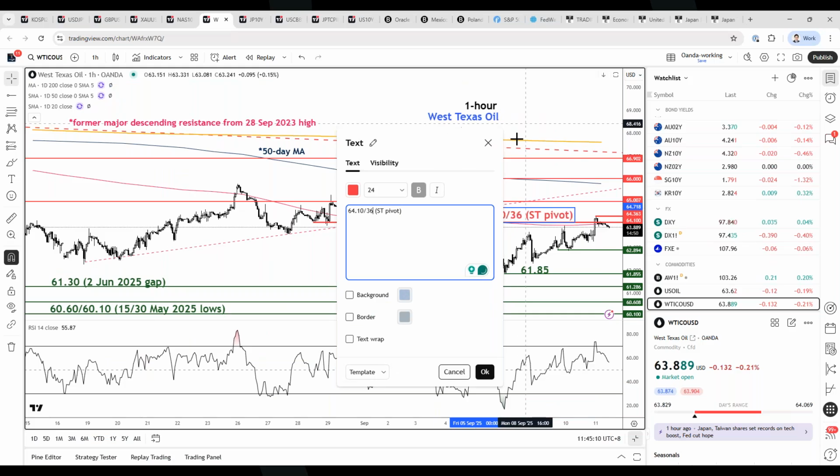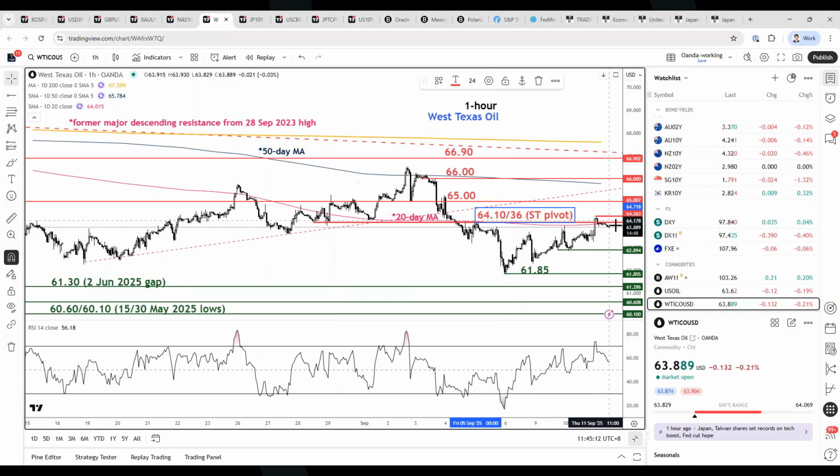So still maintaining that bearish bias given that price rejection of the 64.10, 64.36 level over here. However, first support level, it has to break down to actually see a higher chance of this bearish momentum resurfacing back into the West Texas oil, will be at 62.90 over here, 62.90.